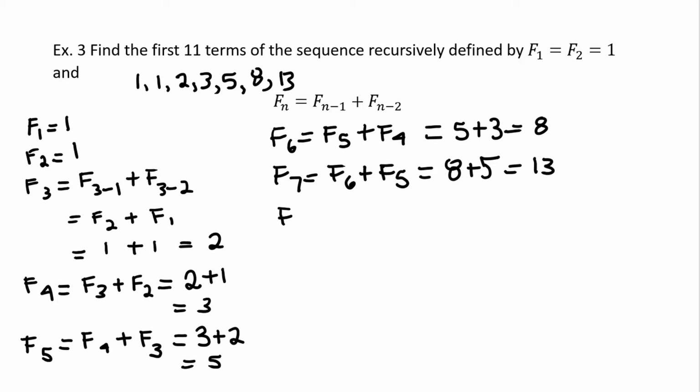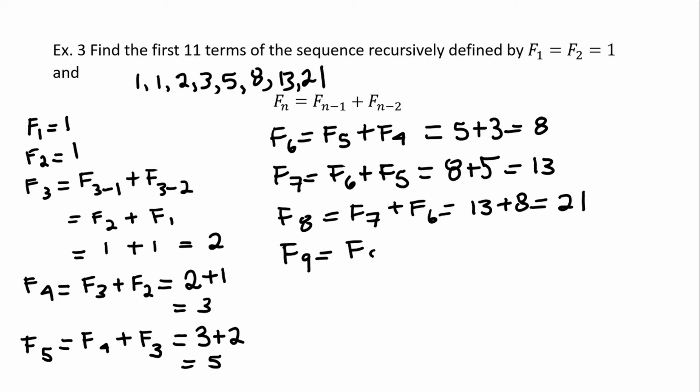Let's do just a few more, and then we'll do this without actually using the formula. So the eighth term is the sum of the two previous terms, which would be the seventh term plus the sixth term. So 13 plus 8 is 21. The ninth term is the eighth term plus the seventh term. The eighth term was 21, the seventh term 13, and 21 plus 13 is 34.